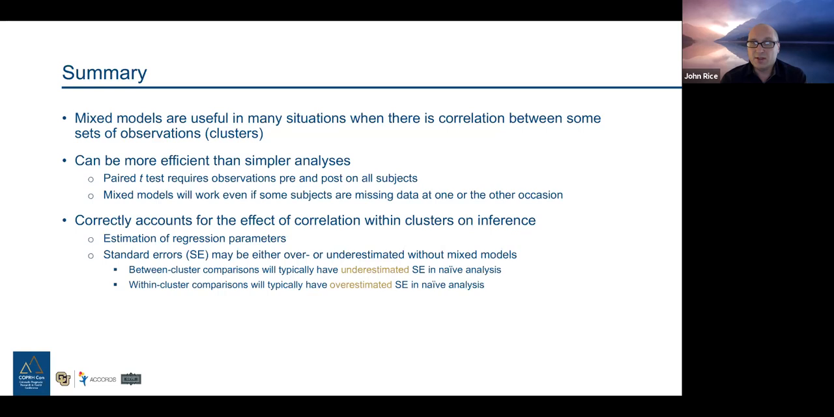And mixed models typically will be accounting correctly for the effect of correlation on inference. This can also impact the estimation of regression parameters, and this will be something we'll see in the example, which we'll have to go through pretty quickly. And then, standard errors are typically going to be over or underestimated in naive analyses. For example, between cluster comparisons are typically going to have their standard errors underestimated, while within cluster comparisons will typically have their standard errors overestimated in naive analyses.